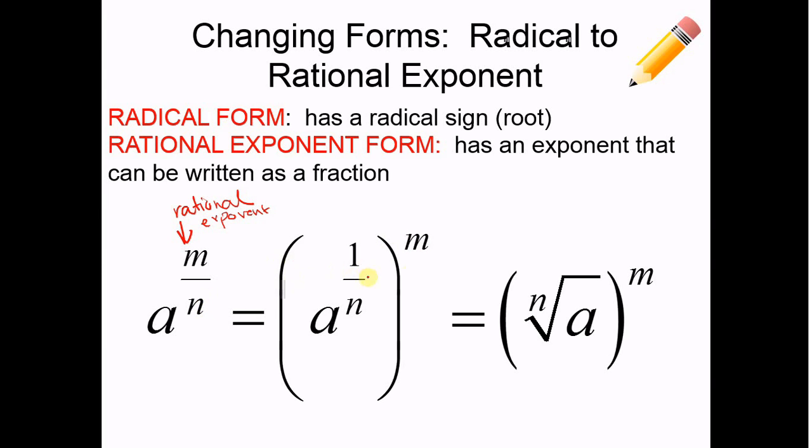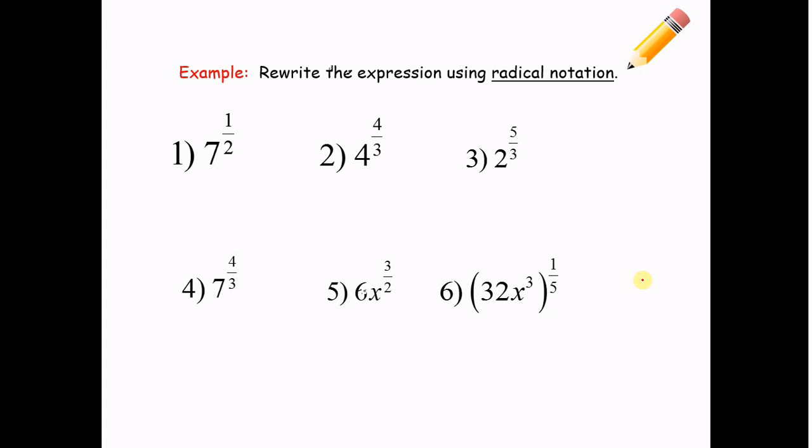But we kind of want to break it out. A to the 1 over n, well, we were just talking about that. X to the 1/2, that was the square root of x, right? So we can change this into the nth root of a to the m power. So we're going to use this and practice changing back and forth between radical and rational.